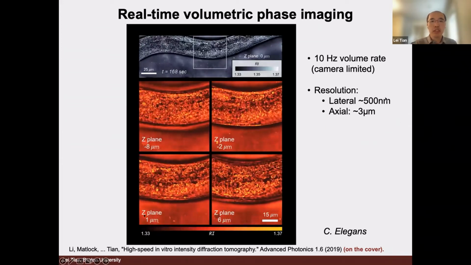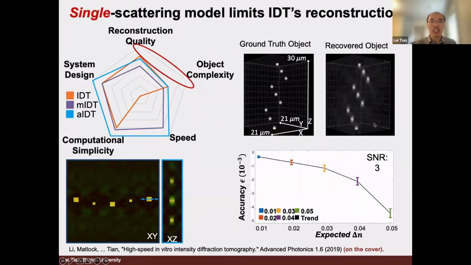Okay, so in this instrument, we can get around 0.5 micron lateral resolution and 3 micron axial resolution. But there are still some limitations. If you look at this trade space, where marked here, there are some things that we still need to improve. Primarily, reconstruction quality and object complexity are not at the ideal extreme. The reason is that fundamentally we're using an approximation, the weak object approximation, or first Born approximation.